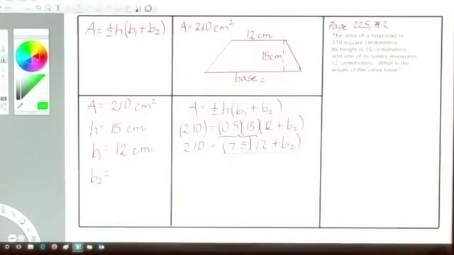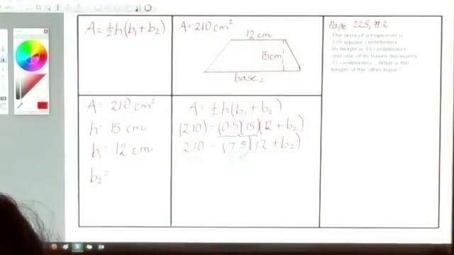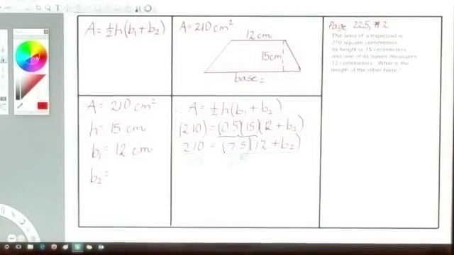So let's just divide the 7.5 off of both sides. So it will cancel here. And then on this side, I need to do 210 divided by 7.5. And I do not know that number. So let me find a calculator. 210 divided by 7.5 is 28.